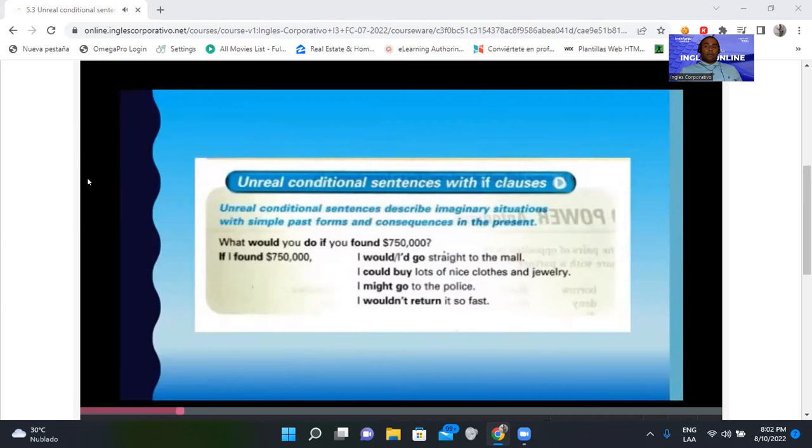What would you do if you found $750,000? If I found $750,000, I would go straight to the mall. If I found $750,000, I'd go straight to the mall. If I found $750,000, I could buy lots of nice clothes and jewelry. If I found $750,000, I might go to the police. If I found $750,000, I wouldn't return it so fast.